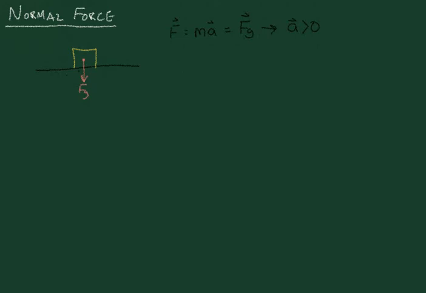But of course, if we see a block that's just sitting on the floor, it's not accelerating, it's not moving anywhere. So there must be some other force that's missing, right? So I want you to take a second and think about what must be happening in order for the object to not fall. So pause the video, think about it for a second, and then play again.